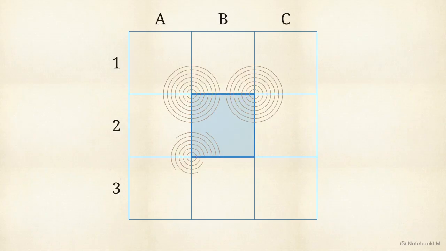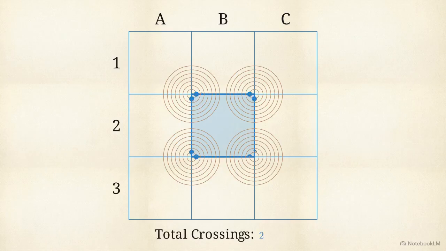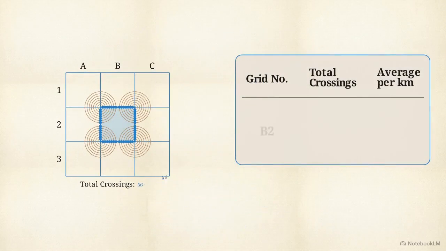Next, isolate grid square B2 to extract our core metric, the contour crossing. Tally every instance where a contour line intersects the boundaries of B2. Here, we count 56 crossings. Log that total crossing count for square B2 in your worksheet.